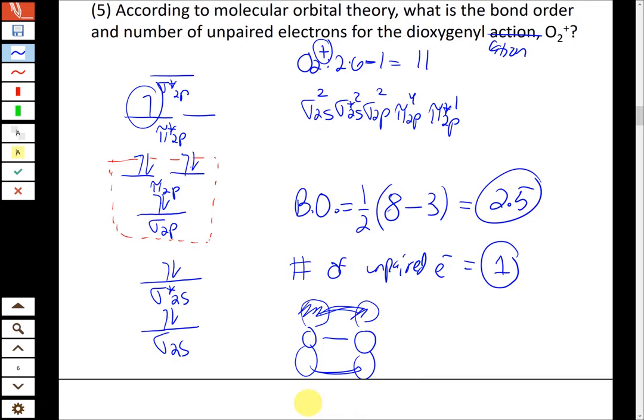It won't affect your bond order calculation, and in the case of an odd number of electrons, it'll always be 1 unpaired no matter what. But in other cases, you do need to have that correct to make sure you get the right number of unpaired electrons. All right, anything else?